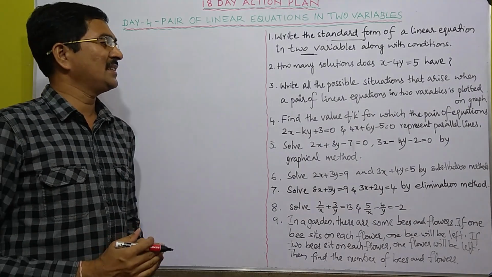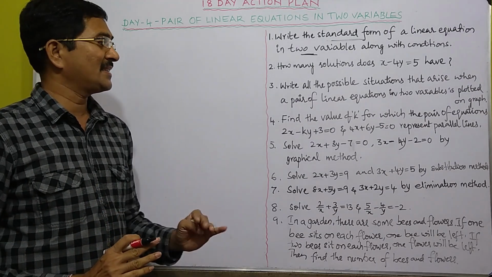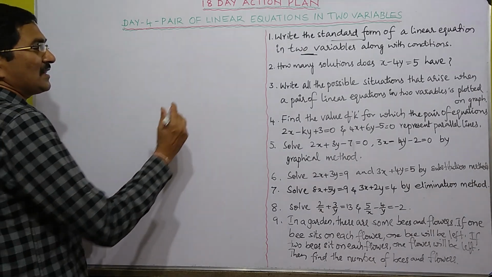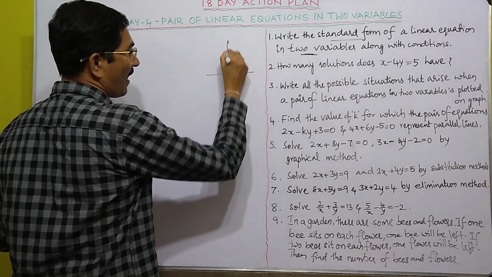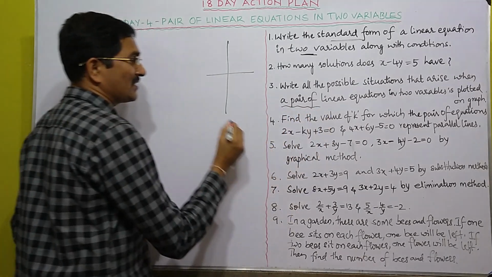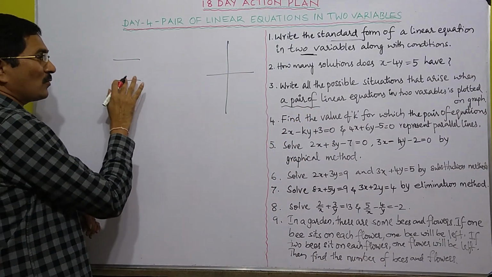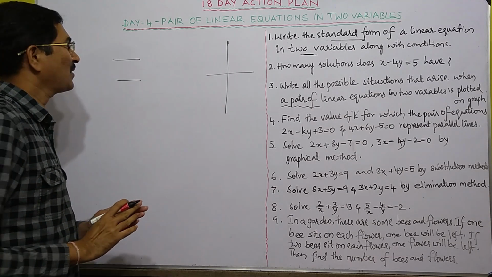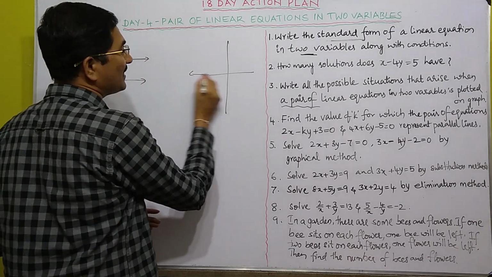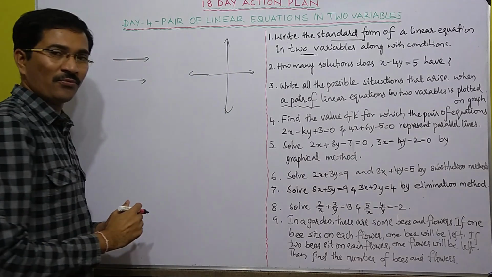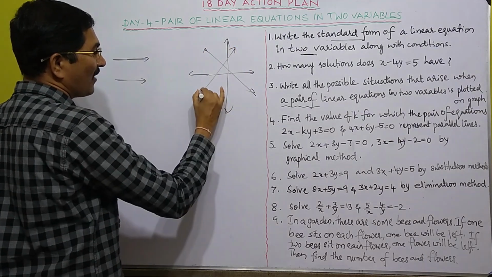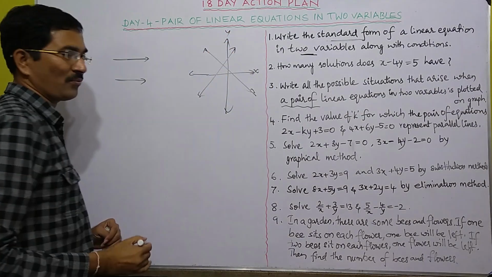Now coming to the third question: write all the possible situations that arise when a pair of linear equations in two variables is plotted on a graph. For example, you have a graph, and if you draw the graphs for a pair of linear equations, that means there will be two equations for which you have to draw the graphs on the same sheet. And because this is a linear equation and this is also a linear equation, you will end up getting two lines on the same graph. This may be one line and this may be another line. Like this, you will have two lines on the graph.